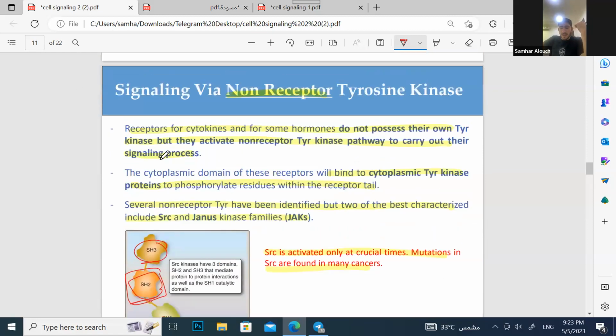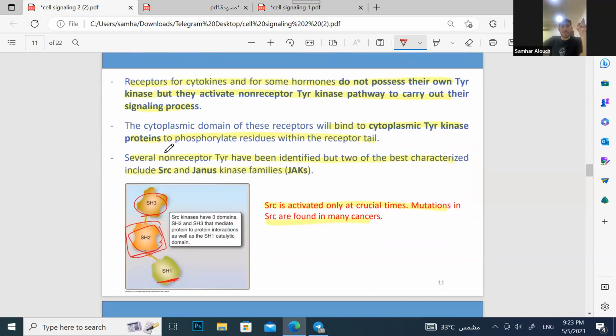Okay? Other things other than SRC that are non-receptor tyrosine kinases, which means that they are tyrosine kinases and they can bind to the receptor tyrosine kinase, are the Janus kinase family, which is JAKs. So SRC and JAKs are non-receptor tyrosine kinases, meaning that they are tyrosine kinases, but they are not receptors. They go and bind to the tyrosine kinase receptor, become phosphorylated, and then they use their own tyrosine kinase to phosphorylate another thing. So they are adapter proteins.